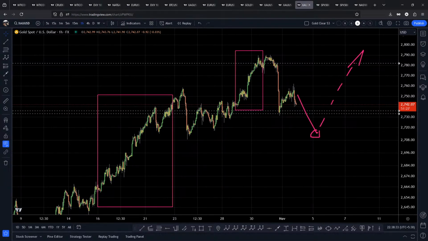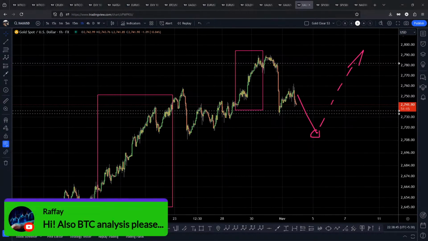BTC analysis, Rafe is saying BTC analysis. So we stopped covering BTC, I think 2-3 webinars ago. But of course, I'm tracking it, so we'll probably look at it near the end, Rafe. In the meantime, let me just take quick notes. And if you have any doubts or questions on gold, you can just post them. Let me just remain silent for a bit.